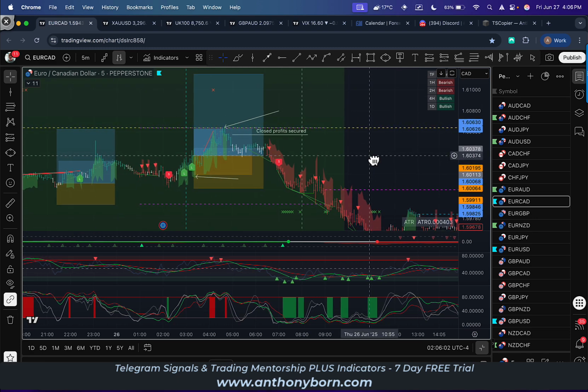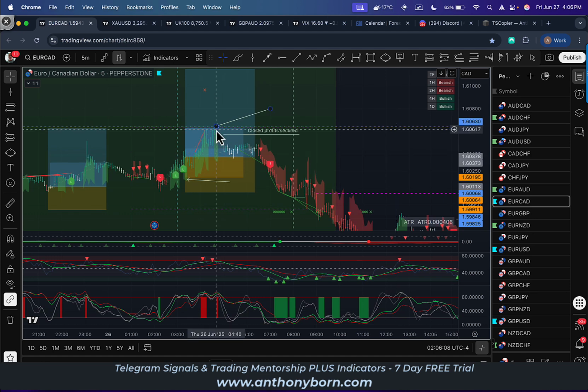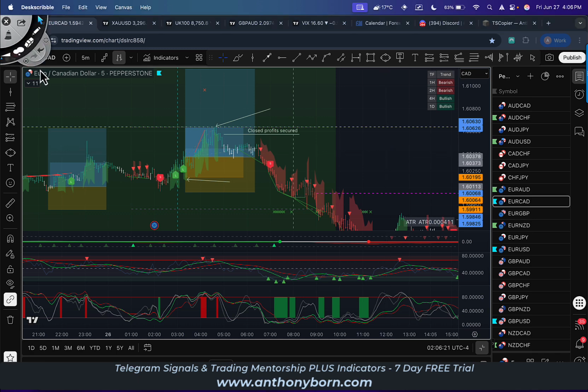All right, so this one was the London session, yesterday's hot list. I took this trade that went into Telegram for the guys who are doing the auto copy with TS Copier. This will give you a bit of an insight into how we manage these as well. So we take the trade.